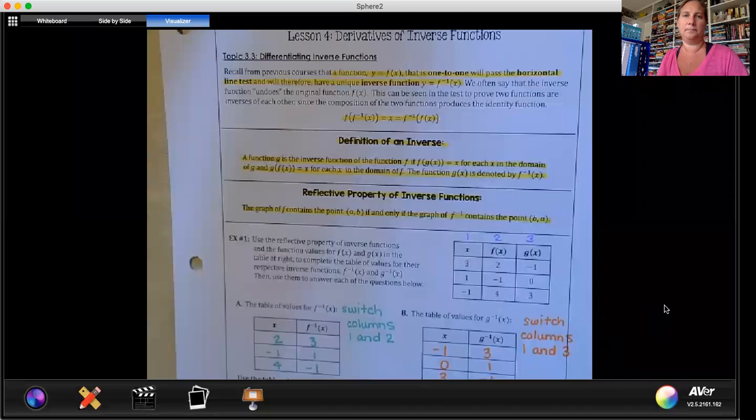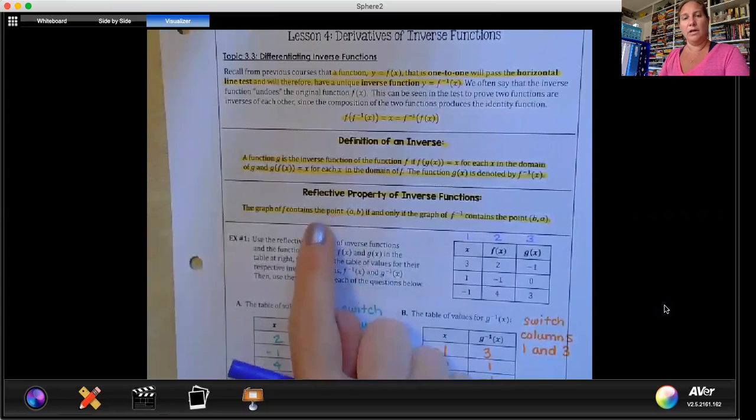Hey guys, today we're going to do chapter 3, section 4, derivatives of inverse functions. As you can see, a couple things are already highlighted for you, a couple things are already filled in. A function y equals f of x that is 1 to 1 will pass the horizontal line test, and will therefore have a unique inverse function y equals f negative 1 of x.